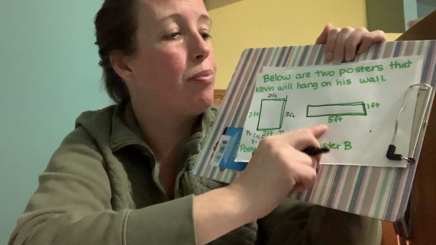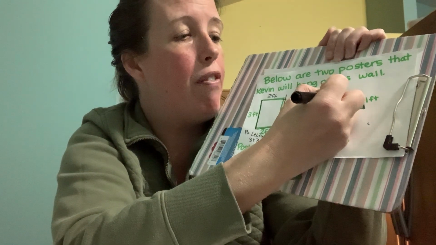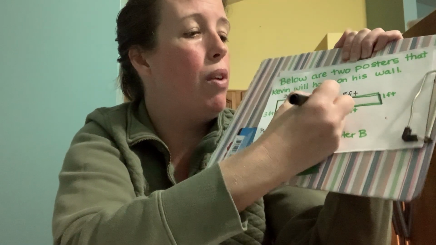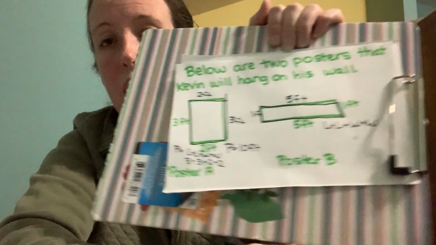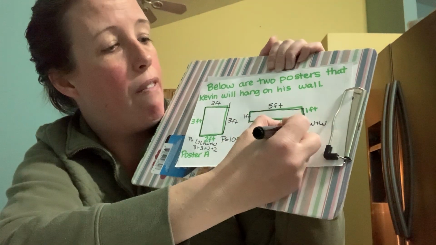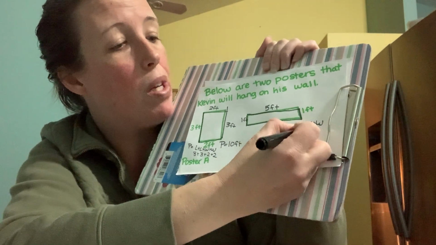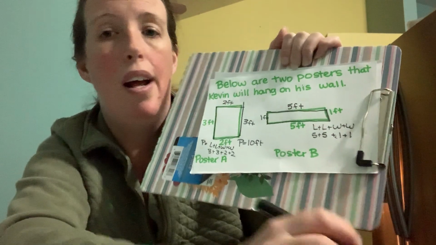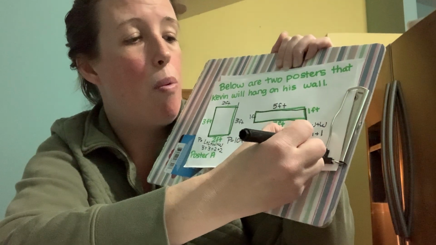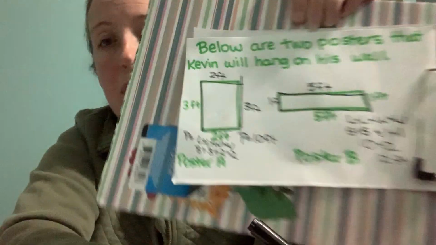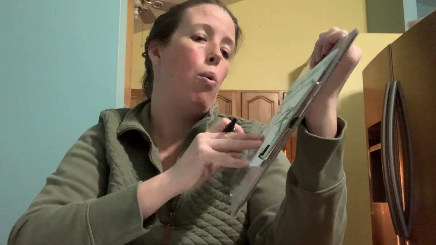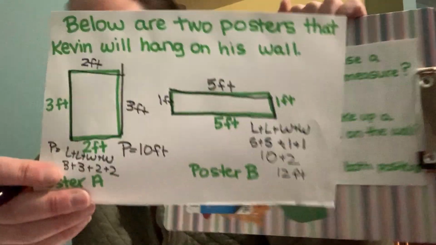Poster B, if I have a length of 5 feet and a width of 1 foot, let me add length plus length plus width plus width, okay? So I need 5 feet plus 5 feet plus 1 foot plus 1 foot. 5 plus 5 is 10. 1 plus 1 is 2, so I have a total of 12 feet of framing I need. So now back to the question, which poster will use a larger measure for the frame?